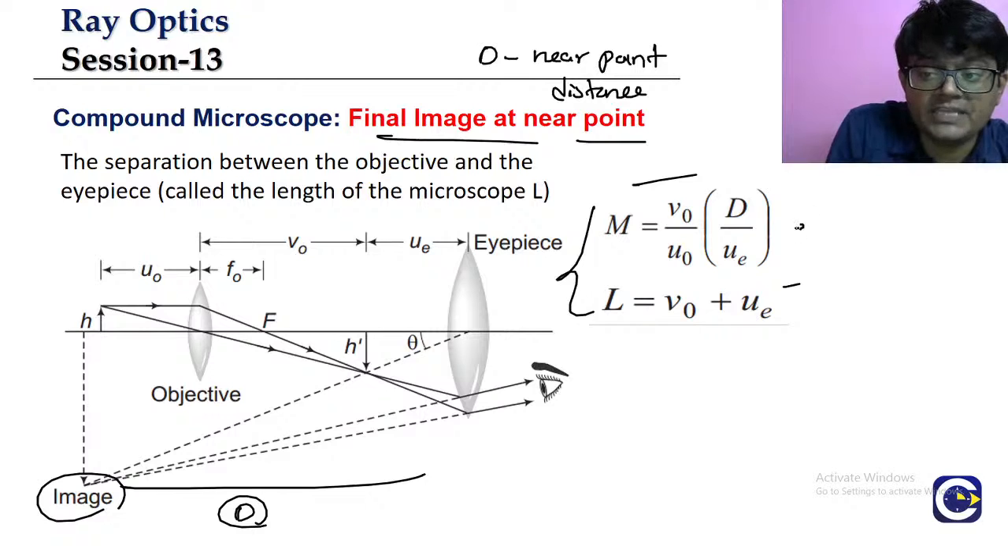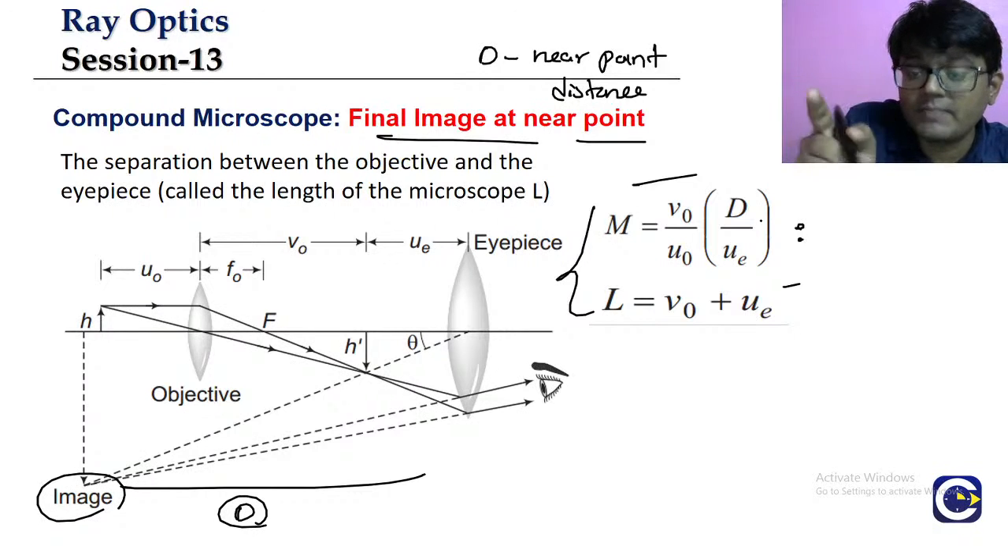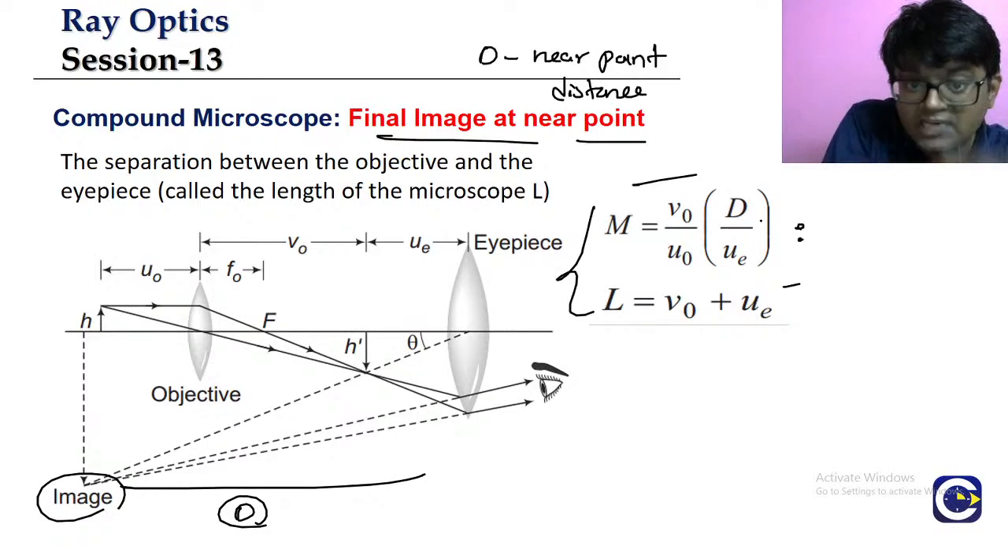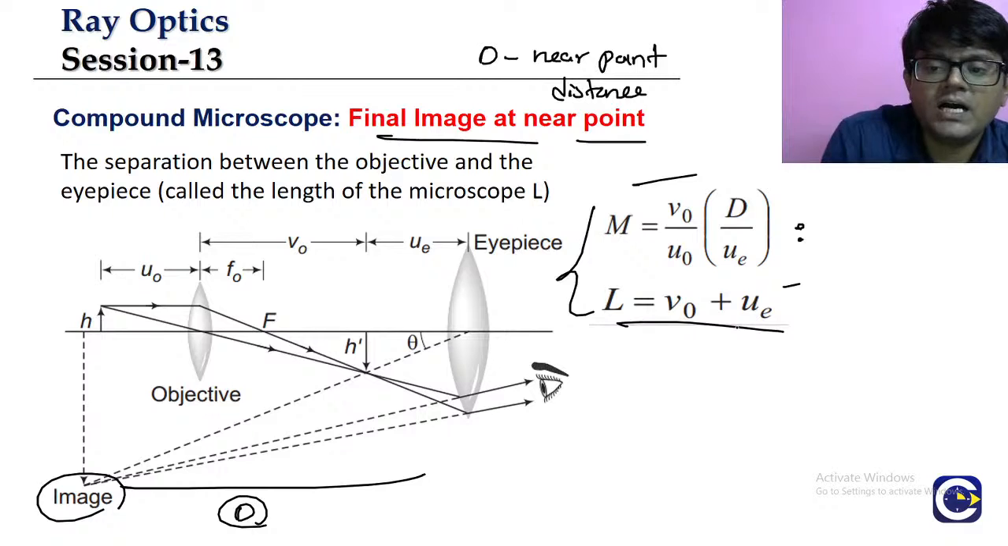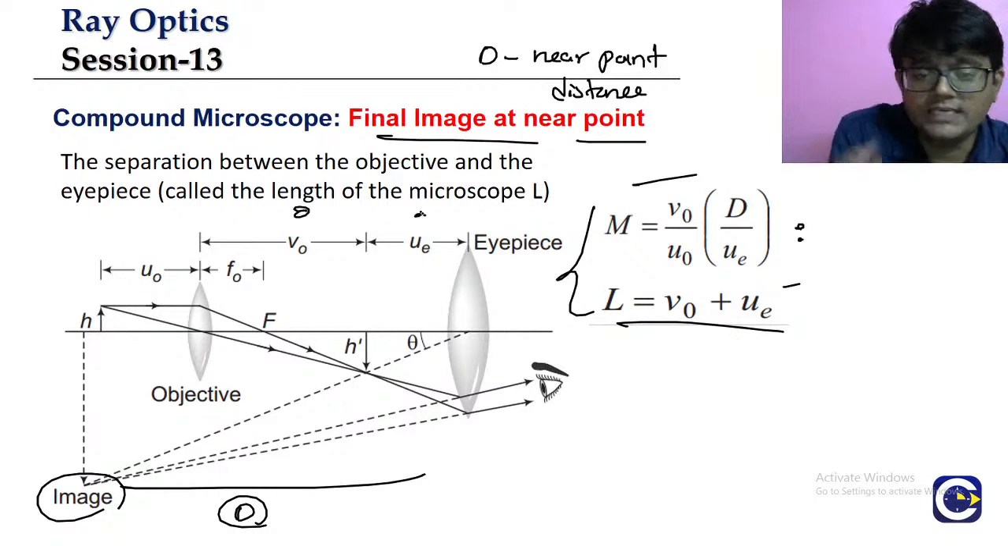You have to keep one thing in mind. This is the magnifying power modulus value. Actually it will come as negative. Why will it come as negative? Because it will be inverted. In a compound microscope, the final image will be inverted. And what is the length of the microscope? It is VO plus UE. That is the length of the microscope.